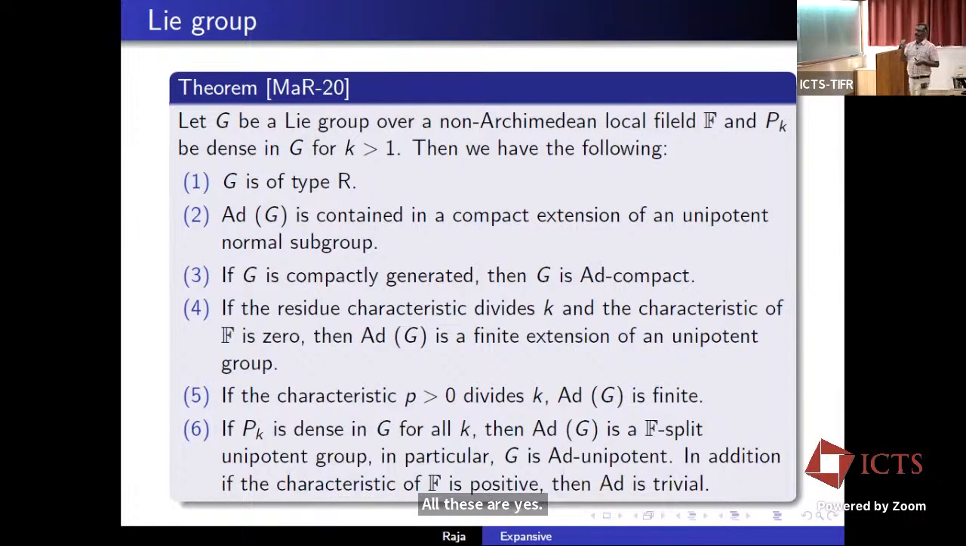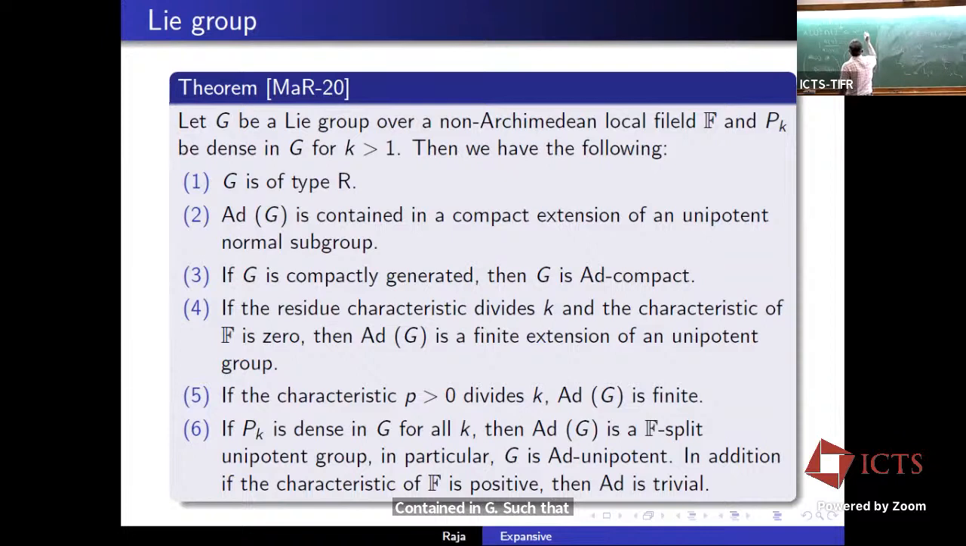Compactly generated means there is a compact set such that the group generated by that compact set is the whole group. That simply means that there is a compact set K contained in G such that G is the union of K^n, the powers of K, where we assume that the identity is inside. So we can derive all the similar results using the adjoint representation, in particular for rho.